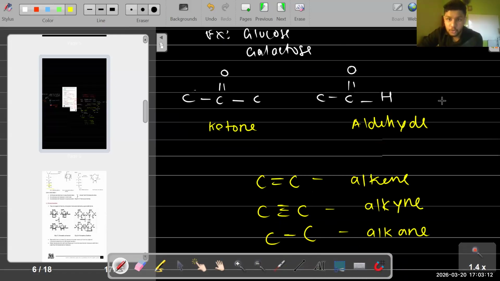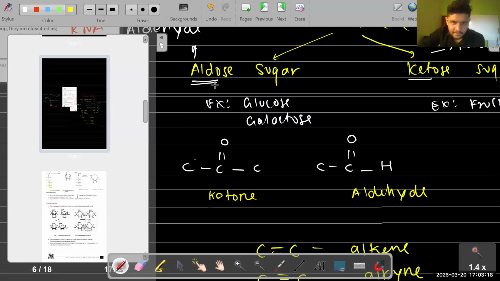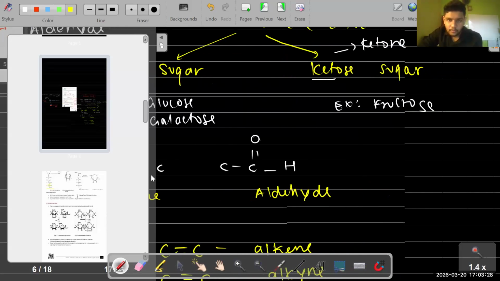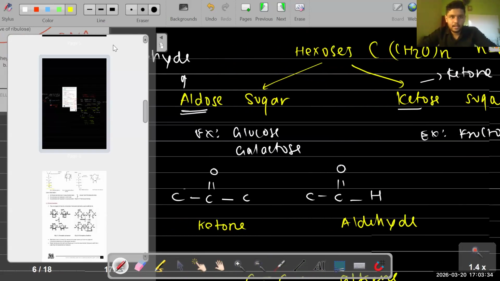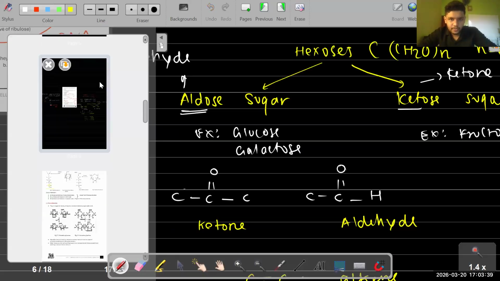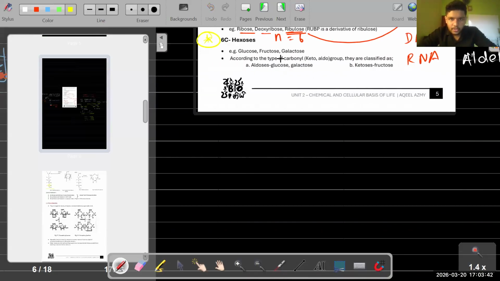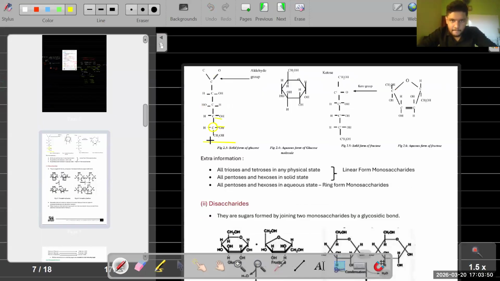Is it clear? Now here see, glucose contains this aldehyde group, so it is called an aldose sugar. Galactose contains this aldehyde group, so it is called an aldose sugar. Fructose contains this ketone group, so it is called a ketose sugar. Clear, right? Perfect. Then let's move on to the diagram part. Here, according to the type of carbonyl group, keto or aldo group, they are classified as aldose and ketose, right? See here the structure, aldehyde.